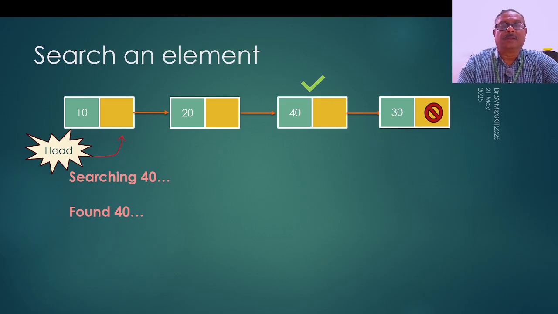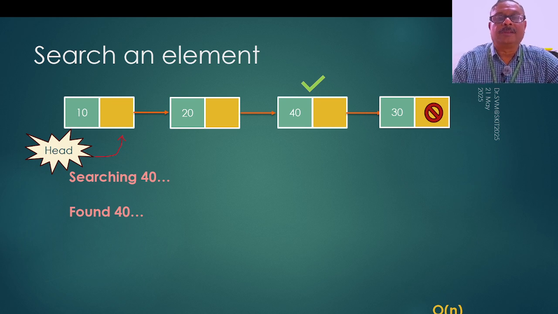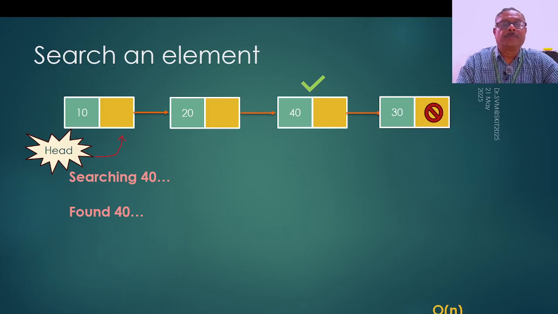This node can be anywhere from the beginning till the end. Therefore, in the worst case, the data may be at the end. So the worst case will be big O of n. It's a linear time complexity we have.